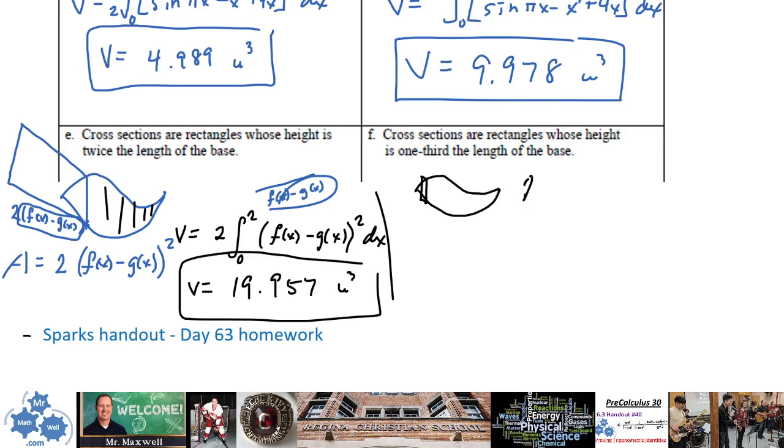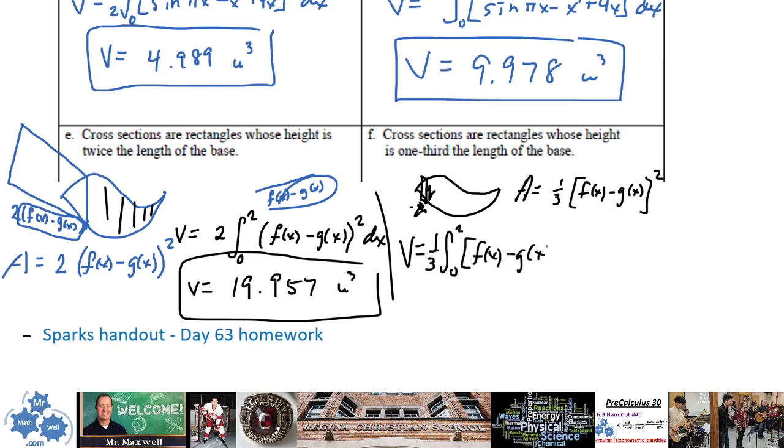So the area is going to be straight up. Area is going to be equal to 1/3 of f of x minus g of x squared. So we still have f of x minus g of x here, and we have 1/3 of f of x minus g of x here. So there you go. Integral. Volume looks like 1/3 integral from 0 to 2 of f of x minus g of x squared dx. And that volume is going to be far less. It's going to be 3.326 units cubed.